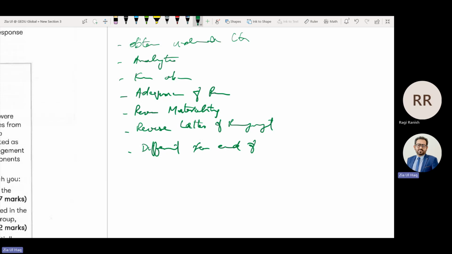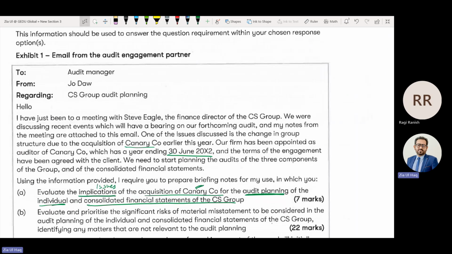These are issues. We're not discussing the risk. We are not discussing the chance of misstatement. We are just discussing what could be the issues relating to audit planning. So these 7 points we can discuss. This was the difficult requirement while sitting in the exam center. Students were totally clueless about what to discuss here. If we are not discussing risk here, then what to discuss? Because part B is relating to risk. Some started discussing risk, and then when they moved towards part B, they were clueless.